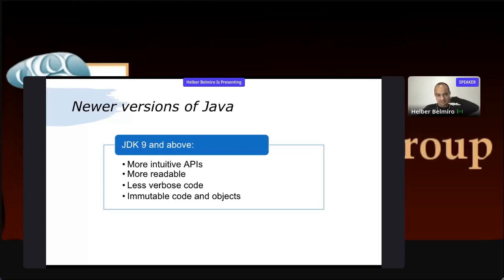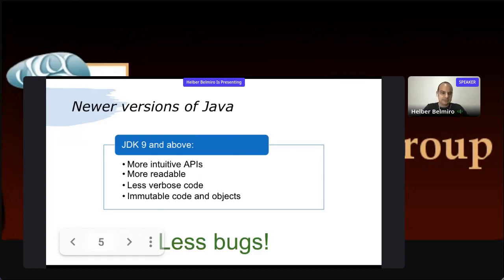Okay, so let's move on. As I was saying, the newer versions of Java solve these problems. They have more intuitive APIs. They are more readable. They allow us to write less verbose code and more immutable code, and allow us to create immutable objects. And that means fewer bugs.